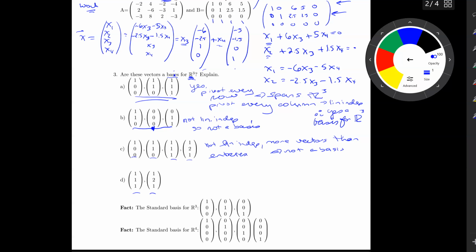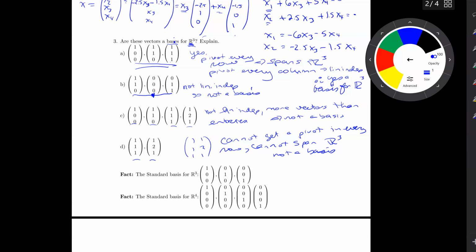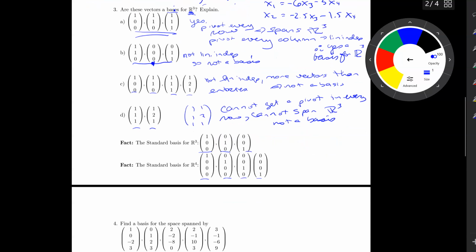Here I have 2 vectors. So I don't even need to go further. When I put this together in a matrix, can you see I cannot get a pivot in every row? That means I cannot span R3, so not a basis for R3. Okay, and you should just know this wording: this is called the standard basis for R3, this is called the standard basis for R4, and you're pretty familiar with those vectors.